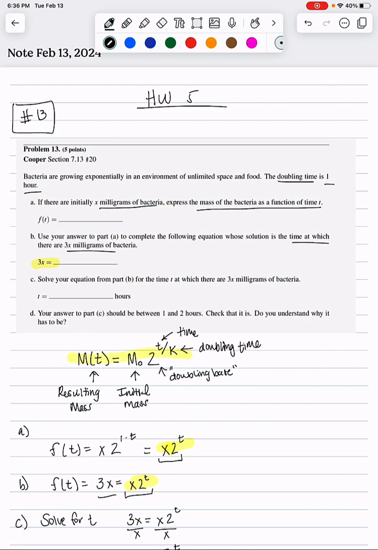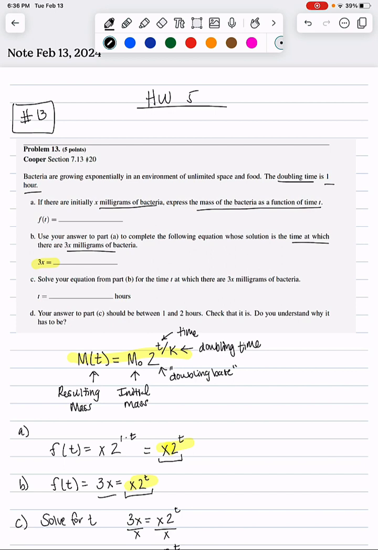So we have m of t is equal to, m of t is like this resulting mass. So we have this doubling time or this rate that we're doubling, and we're seeing, okay, how much time does it take to get to a certain mass? And so m naught here is going to be our initial mass. So it's like what we start off with, and then we have our doubling base of 2 because we have a doubling time. And then we have time over your doubling time, or like your doubling rate.